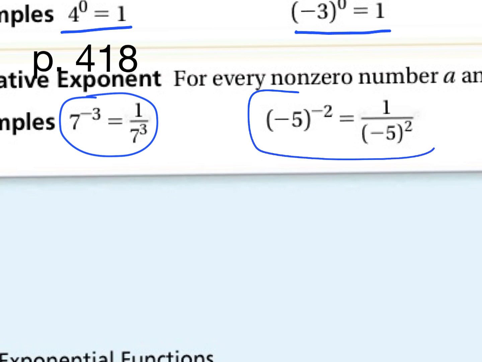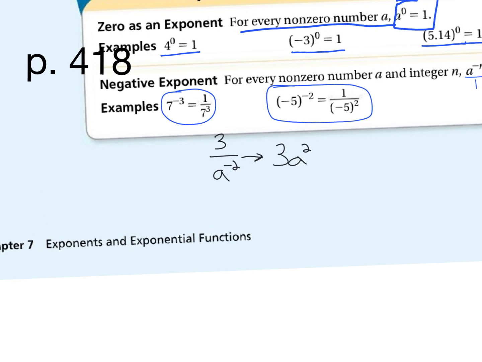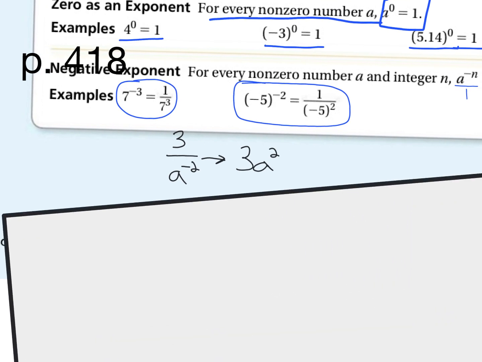Negative 5 to the negative 2nd power is equal to 1 over negative 5 to the 2nd power. If we had something a little different, if we had 3 over a to the negative 2nd power, that would be the same as 3a squared. This time we had a negative exponent, but it was in the denominator. So it's kind of like we bring it to the numerator to make it positive. And like I said, as we go through the chapter, we'll be going through more of the reasoning of why this works.